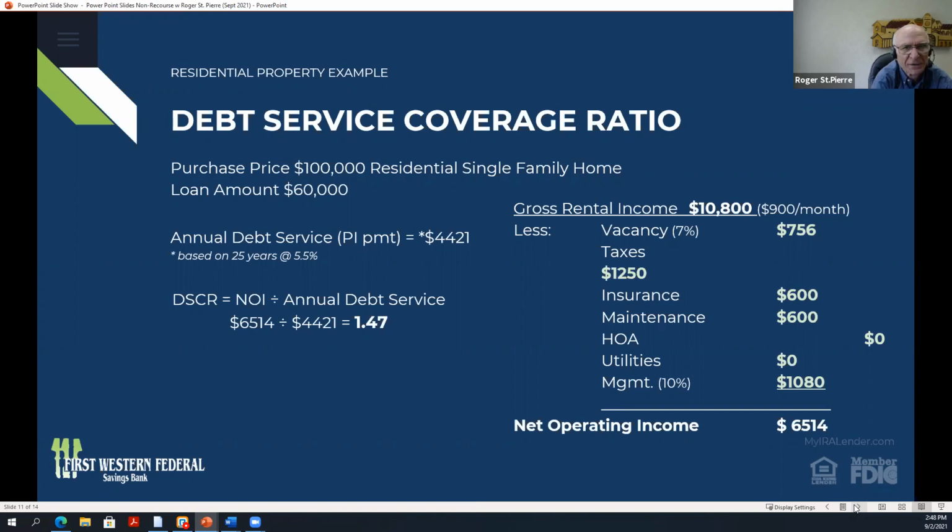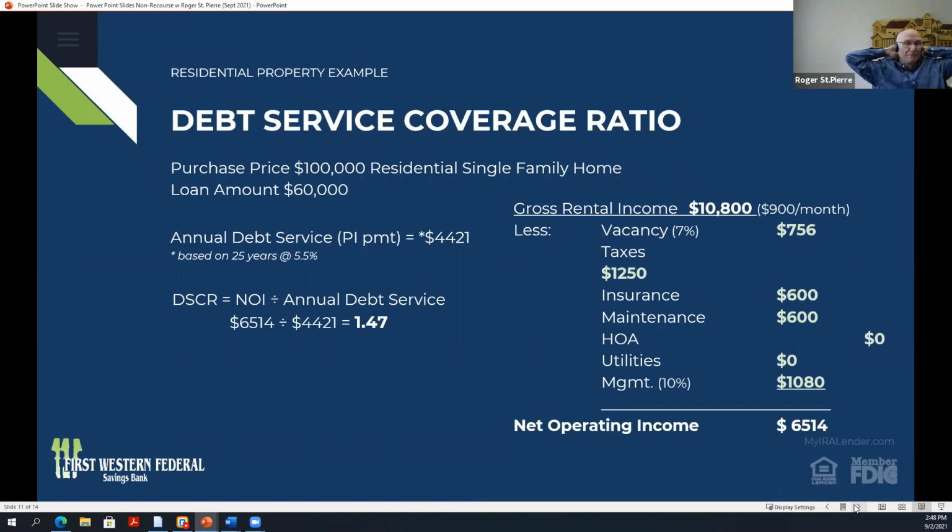We took $10,800 in gross income for the year. We subtracted these expenses, and so now we have net operating income of $6,514. NOI, keep that term in mind because that is the money that's going to be there to pay the loan. That's the money left after all the basic expenses of the property have been paid. And then the last thing to pay is the loan payment.